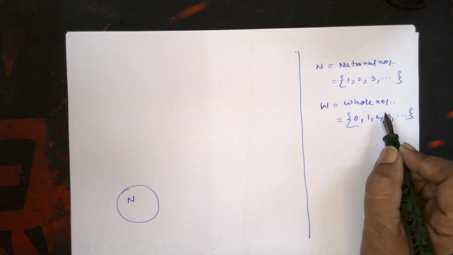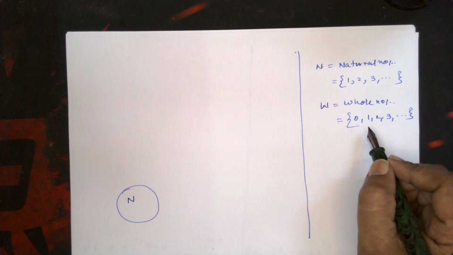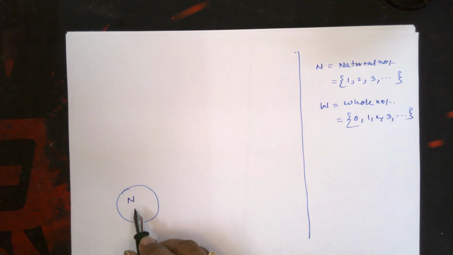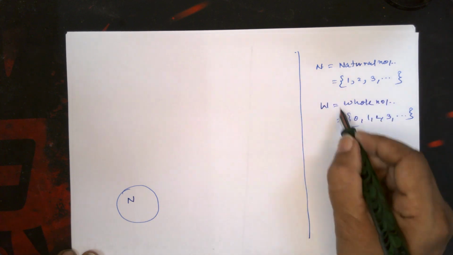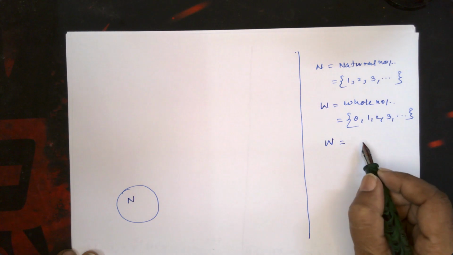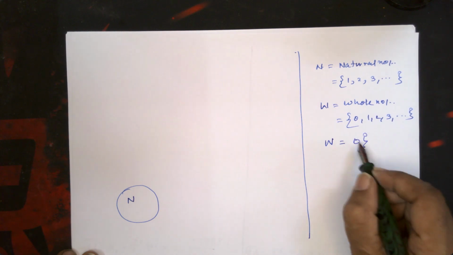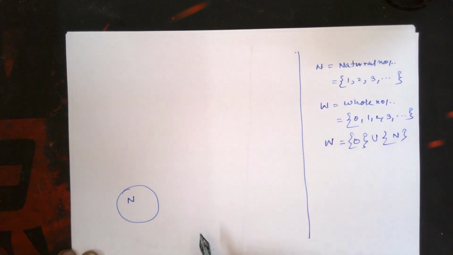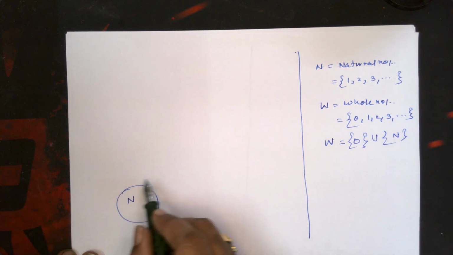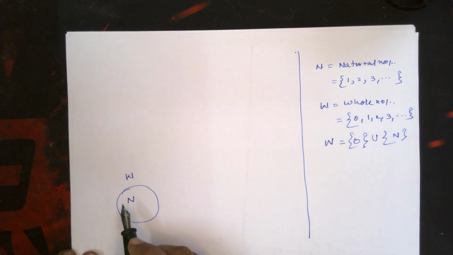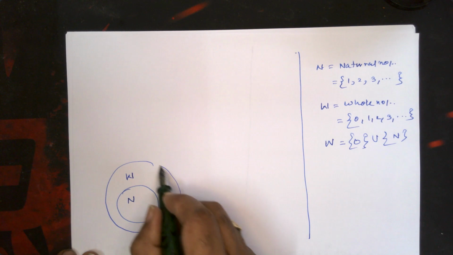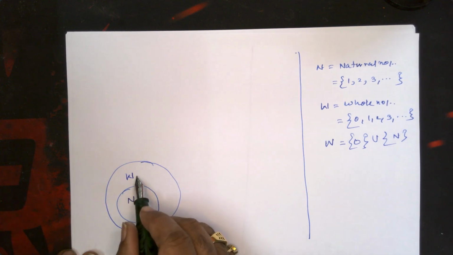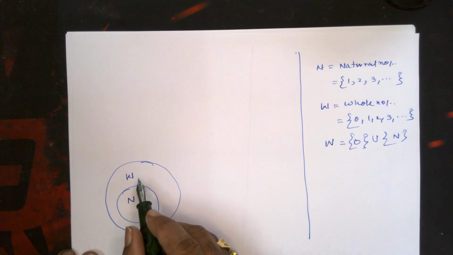W means whole number. That includes 0. So you have to start from 0, 1, 2, 3, etc. Okay. So it means the whole number includes the natural number. Am I right? So I can write this whole number as 0, union natural number. It means I can combine these two. So we have the whole number W. It includes natural number also. So the whole number is bigger than natural number, is it not? Because it includes 0 also.